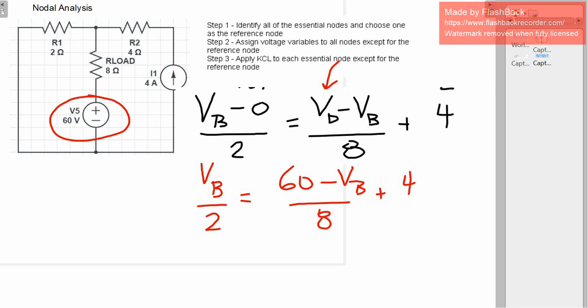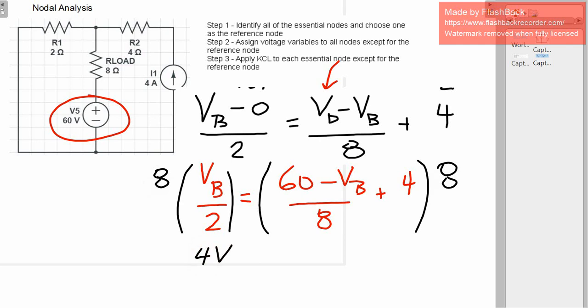And there, we have a rational equation with one variable, which we can solve. We just have to be careful with the denominators here. If you want to, from this point here, just put brackets around both sides and multiply by 8. As long as you're careful, that should work. So on the left, we have 4VB. That's equal to 60 minus VB. And that 8 has to multiply by the 4 as well, so that's going to be plus 32.